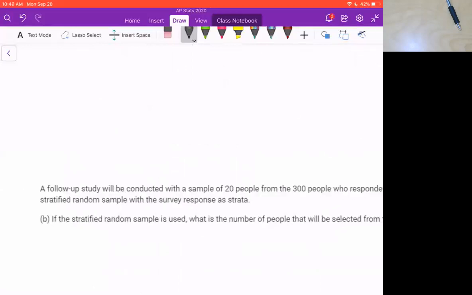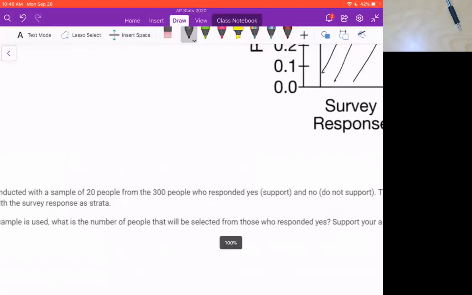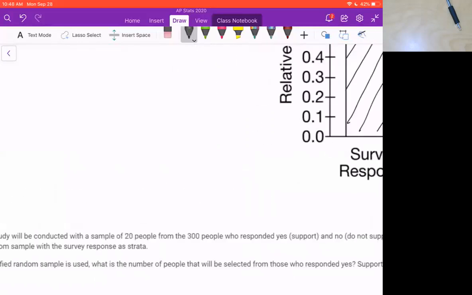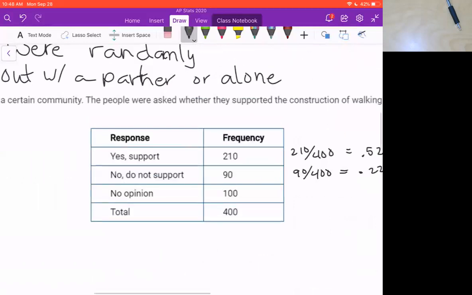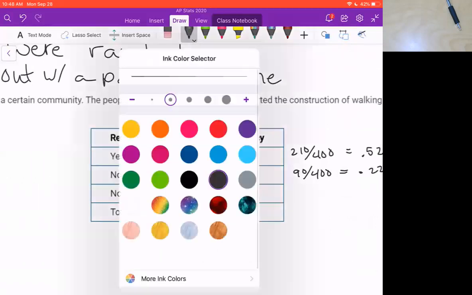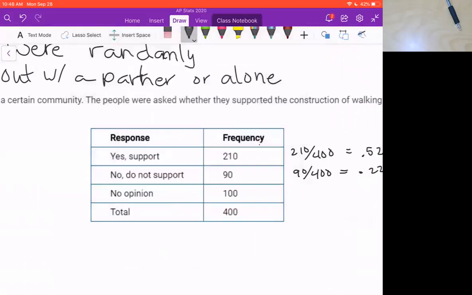Now, here's where it got a little tricky. A follow-up study is going to be conducted. We're going to take a sample of 20 people from the 300 people who responded yes or no. So in other words, we're now going to take another smaller sample, but we're only going to be taking our sample from these people right here. So that is our population now.